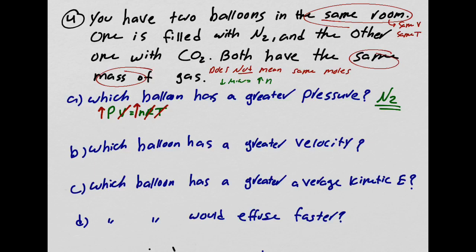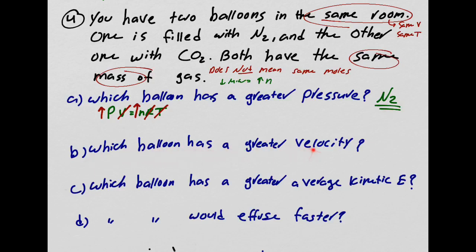Again, if you're having a hard time grasping this part, sometimes I do too, just say same mass. You have 20 grams of each, divided by the molecular weights, and then see which one is going to give you more moles. And you'll see that would be N2.